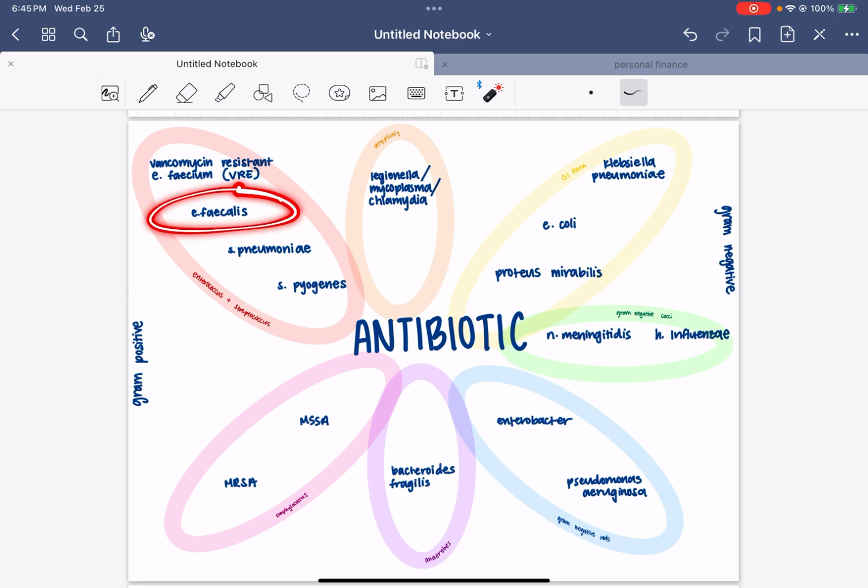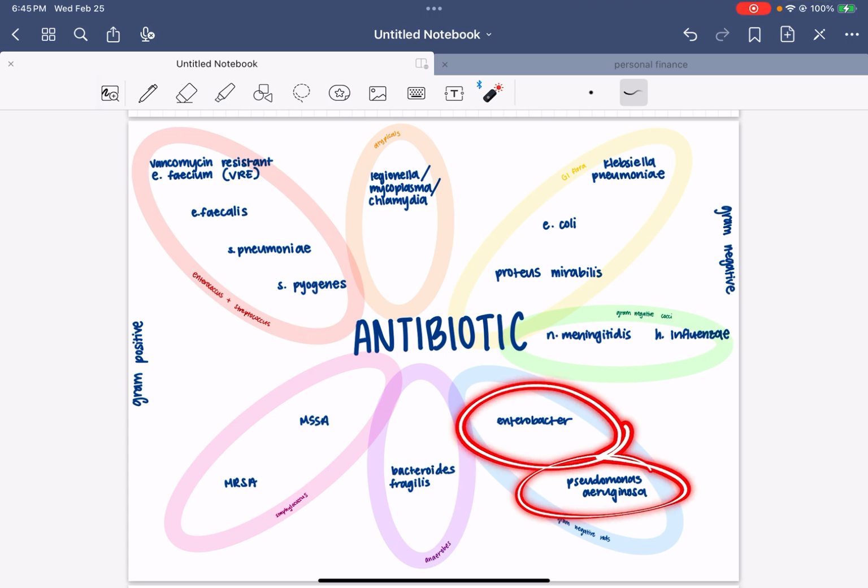For example, if the medication covers E. faecalis, it's also going to cover S. pneumoniae and S. pyogenes unless stated otherwise. Or if it covers Pseudomonas, it's also going to cover Enterobacter.